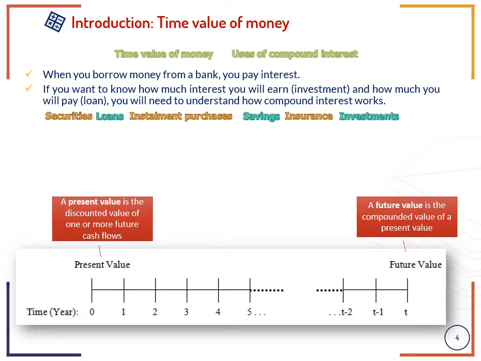This time value of money is similar to the timeline that we have used on previous topic, where at the beginning of time has present value, which is previously known as principal, and at the end of time has future value, which is previously known as maturity value.